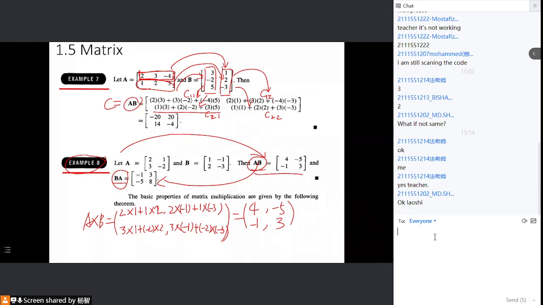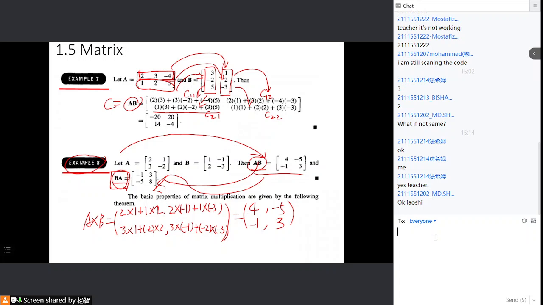It means every row multiplies every column of the matrix B, and we get C11, C12. Every row multiplies every column. You can also use the same way to get the product BA. And from the result, we can compare these two results.